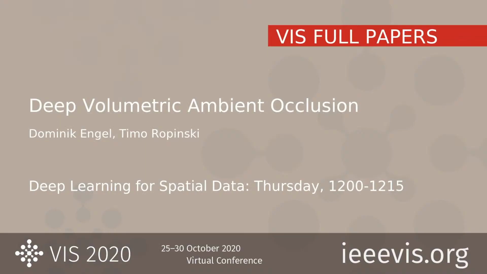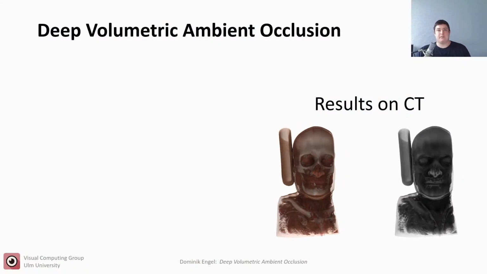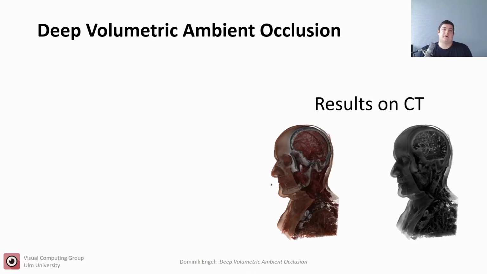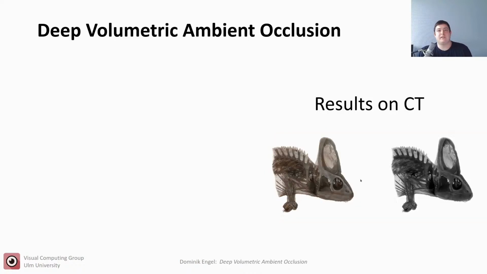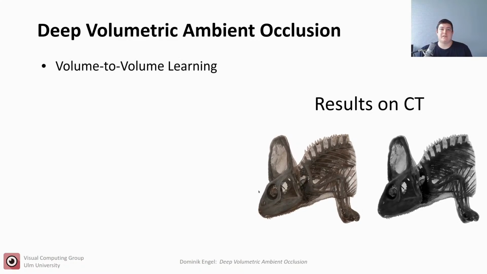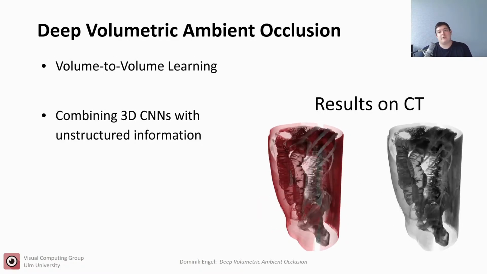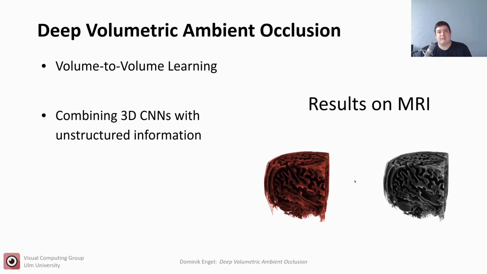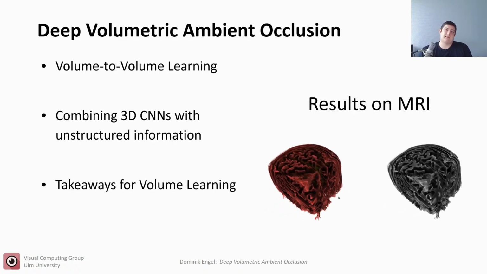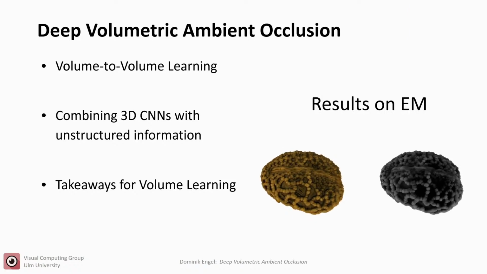Hello, we are presenting deep volumetric ambient occlusion, a novel technique for deep learning-based ambient occlusion in volume rendering. In our talk, we're going to discuss three things. First of all, volume-to-volume learning in general. Second, how you would combine unstructured information with 3D CNNs. And lastly, what you can take away from our work for volume learning in general. See you there.